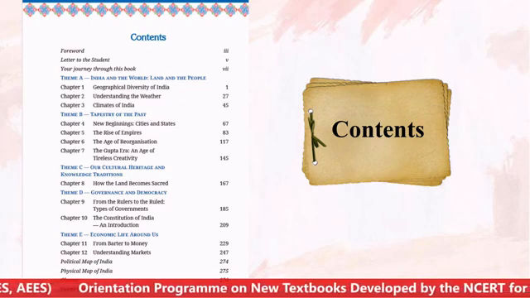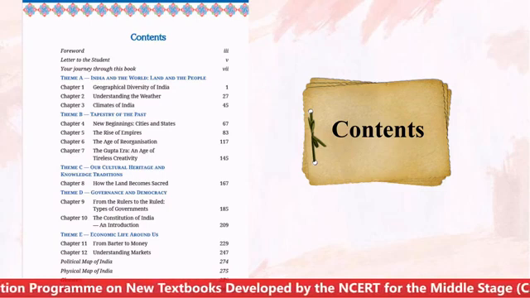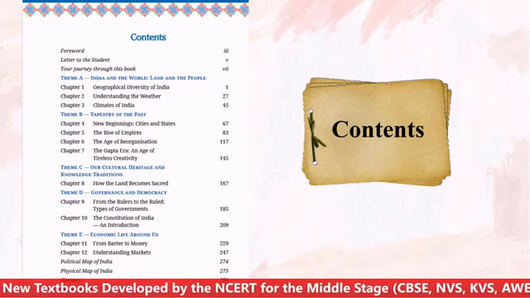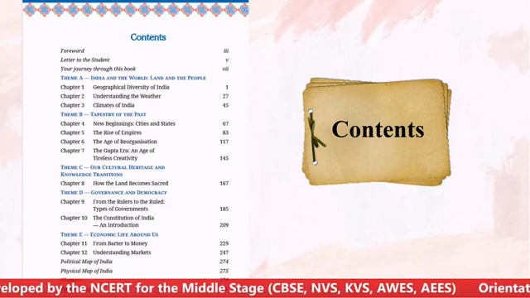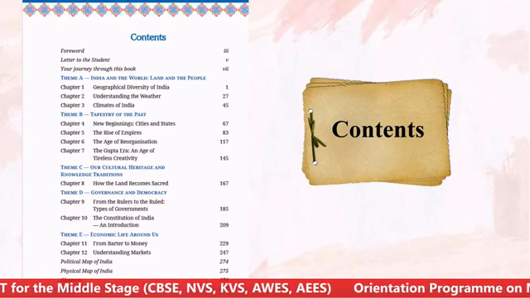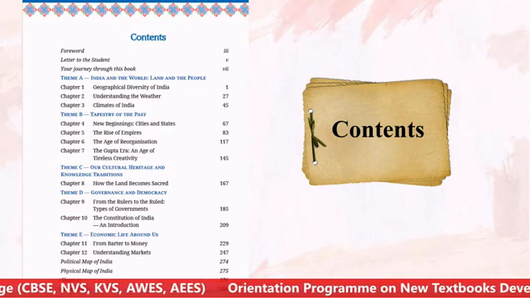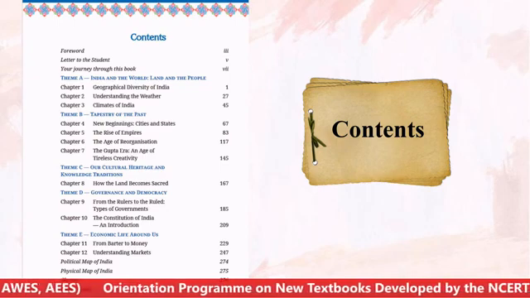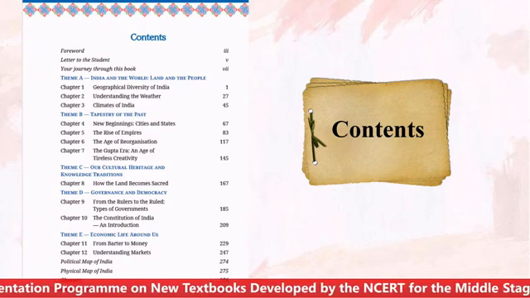Then in the theme, economic life around us, we are talking about from barter to money. So what was the system? What was the method of transaction before money? And how money transformed this transaction process, and what are the different forms of money. Then in the next chapter related to markets, we are trying to understand the market, what an important role it plays in the lives of people, what the different kinds of markets are, and how people assess the quality of different products.